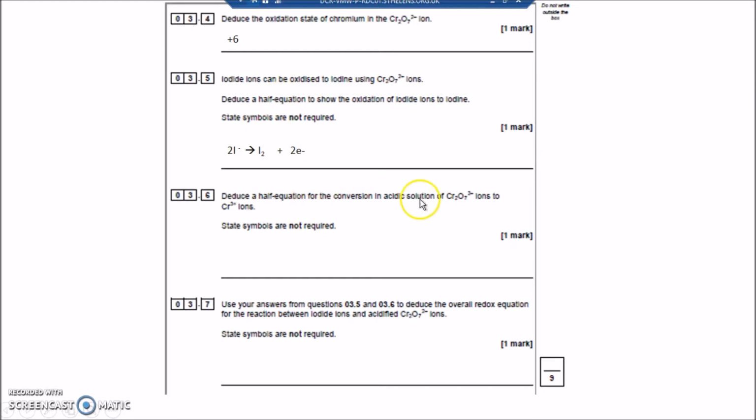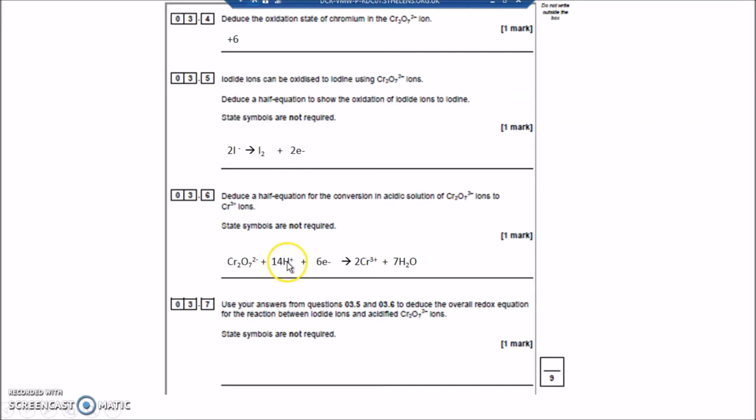Deduce the half equation for the conversion of dichromate in acidic solution. That's a clue there, acidic solution. Acids always have H pluses, so if you can't balance something, say for example Cr2O7 2- to Cr3+, where are the O's going? Well, the answer is you can always add H pluses, and the acidic solution has kind of prompted you to that. You can always add H pluses, and you can always make water, H2O, so that will always help you balance it. So I've got Cr2O7 2-.